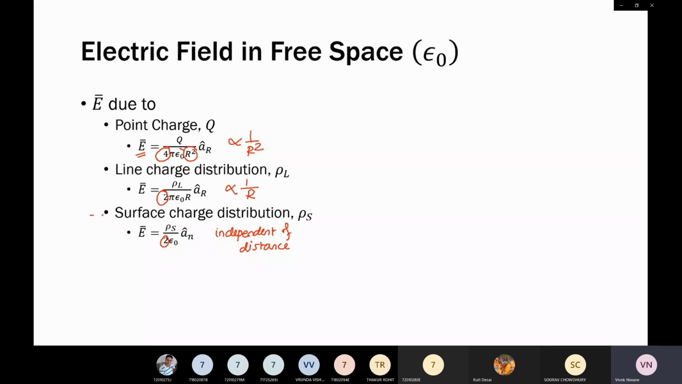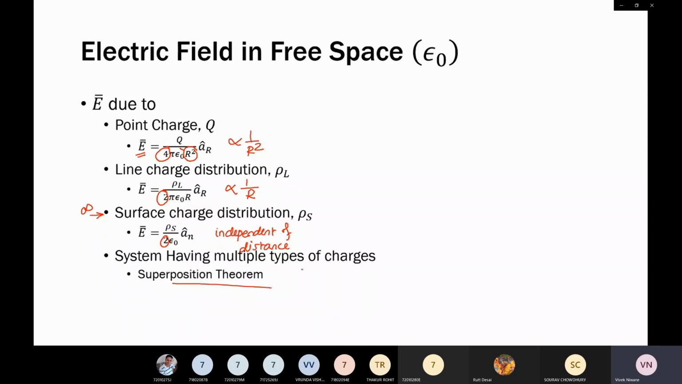Very important thing we have to remember about this expression: the surface charge distribution we have considered for this is an infinite surface charge distribution. Then we have studied and applied a formula for a system having multiple types of charges. It is also usually called the superposition theorem. So we had systems containing simple point charges, systems containing line charges, then surface charges.